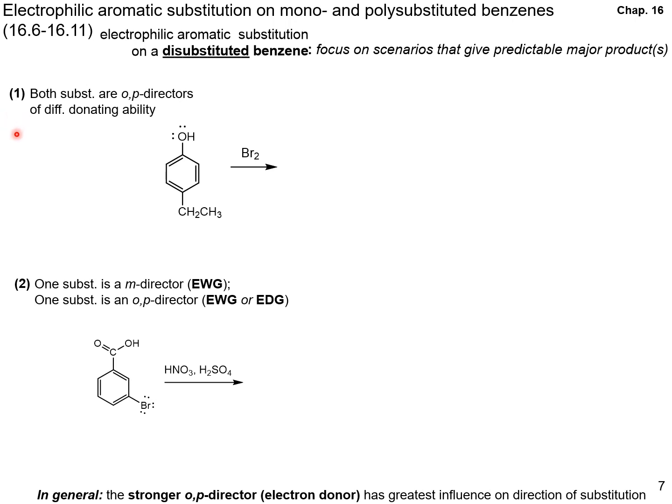What if both substituents are ortho-para directors, but they have different electron donating ability? Both the OH group and the ethyl group are carbocation stabilizers, they're electron donating groups, but only the oxygen, the OH group, has non-bonded electrons. The alkyl group does not have non-bonded electrons. That would make this group here the better carbocation stabilizer, the stronger electron donating group.